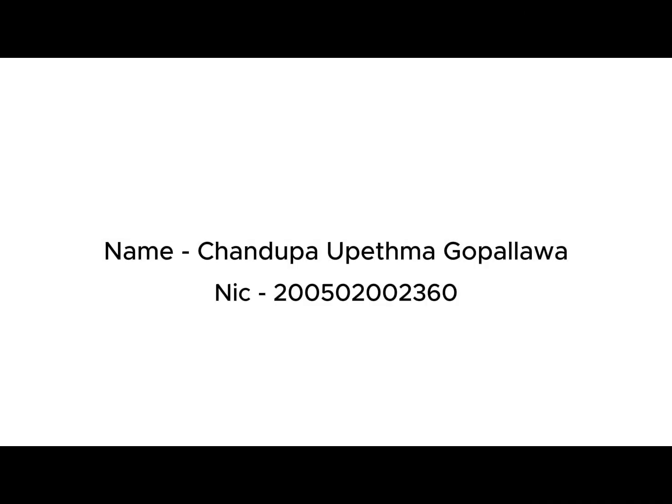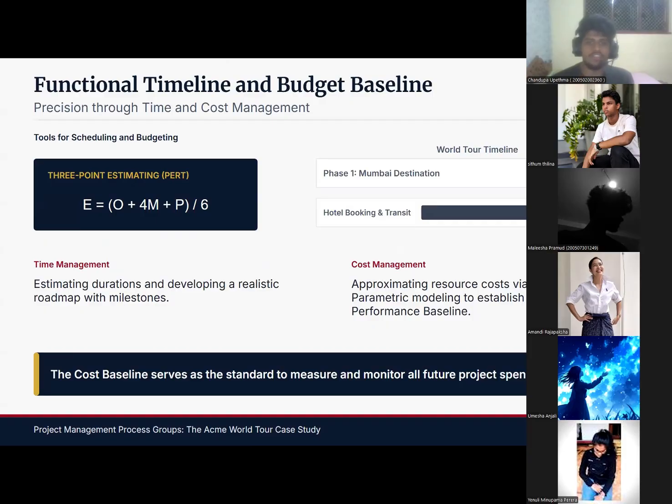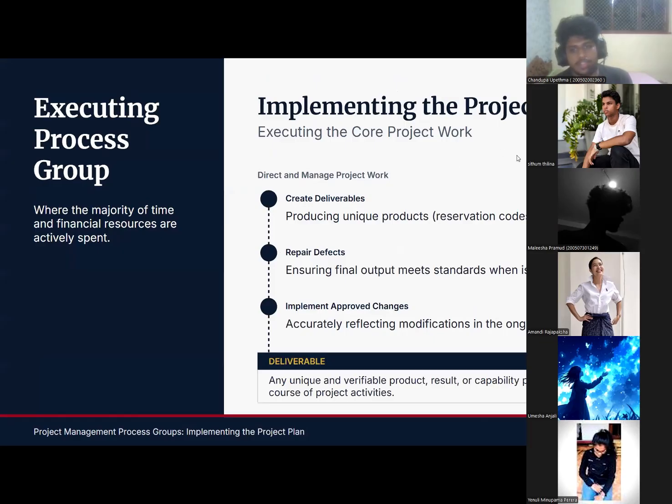Thank you, Malisha. After a project is started, it moves to the planning process group. The main goal of this stage is to create a clear plan that helps the team achieve the project objectives successfully. Today, I'll focus on scope planning and stakeholder planning.